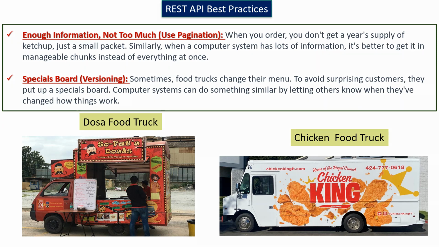Sometimes food trucks change their menu. To avoid surprising customers, they put up a special board which contains the new menu. Like that, computer systems can do something similar by letting others know when they have changed how things work. Computer systems use the versioning concept.